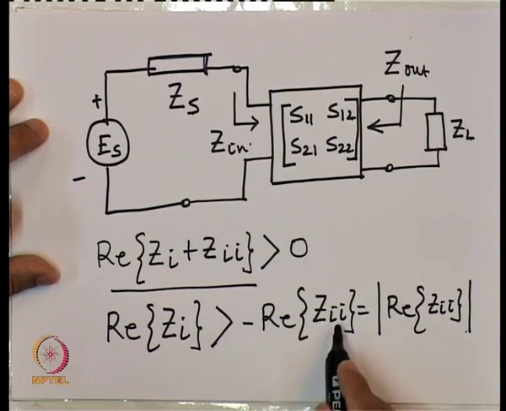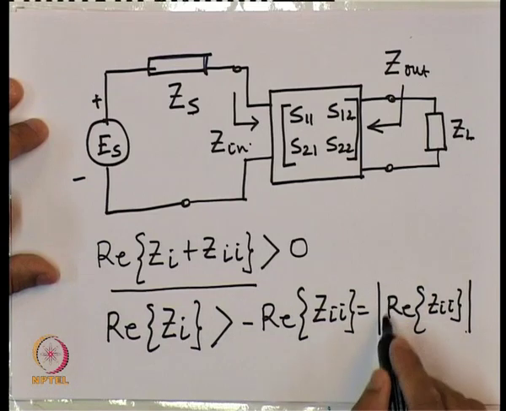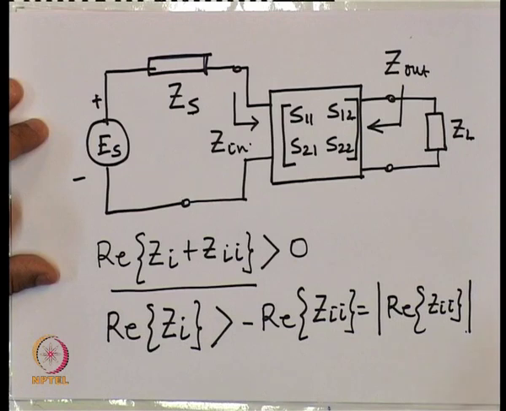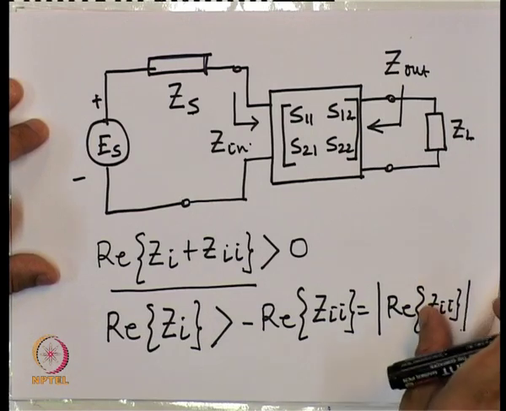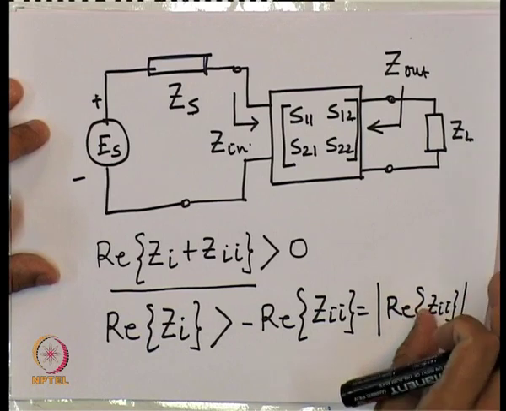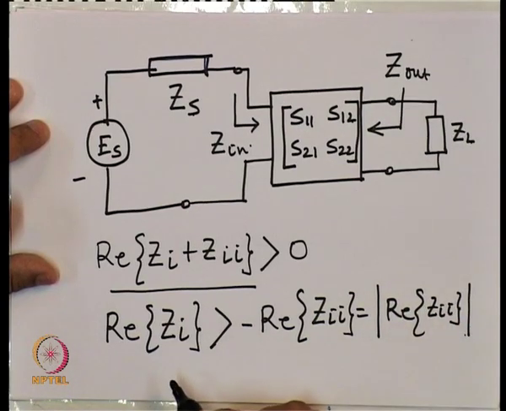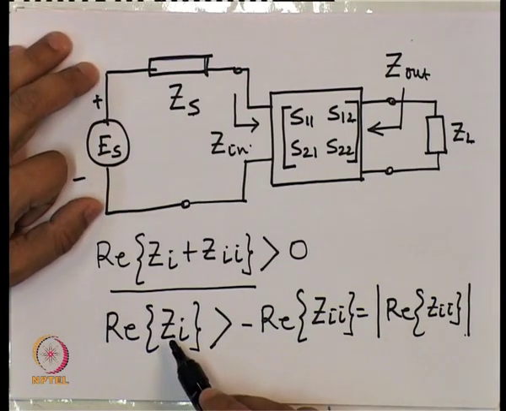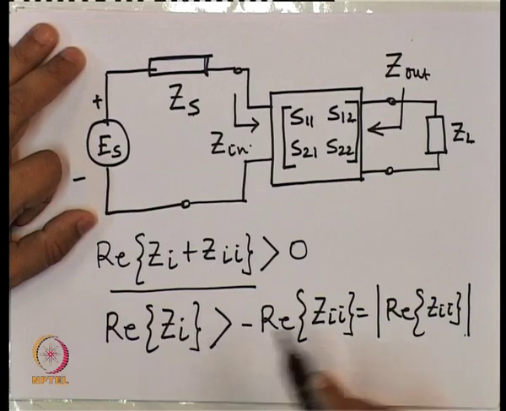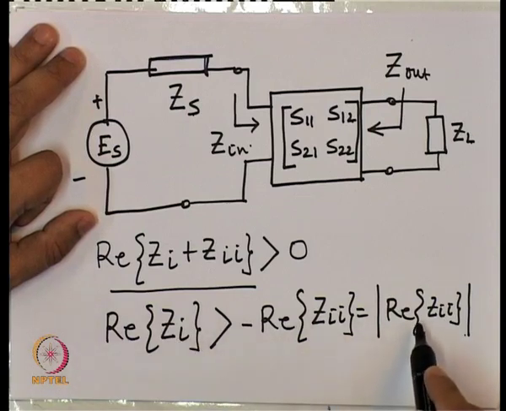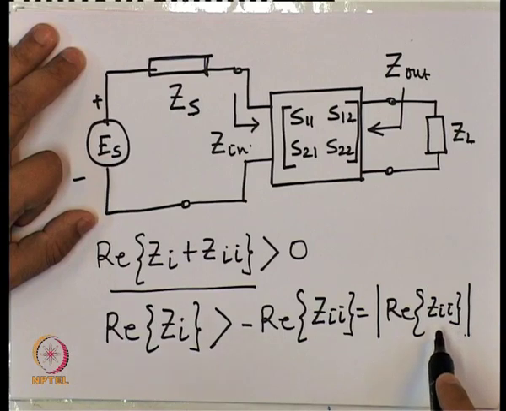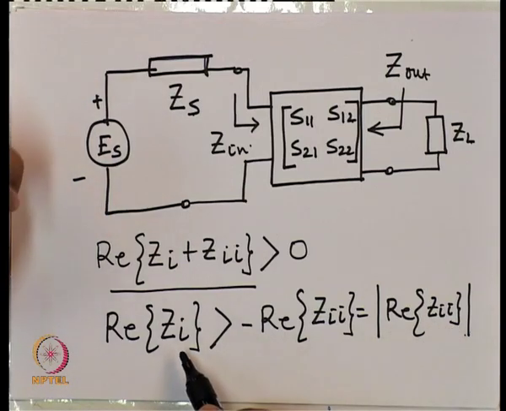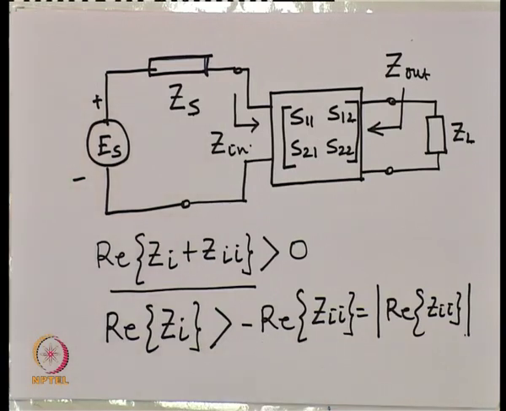So, since the negative of the negative real part will be positive, that is why we can write this equation like this. Writing it in a different way, since the real part of Zs or ZL should be greater than the modulus of Z11 or Z22, the locus of gamma s and gamma L can be expressed in this form.